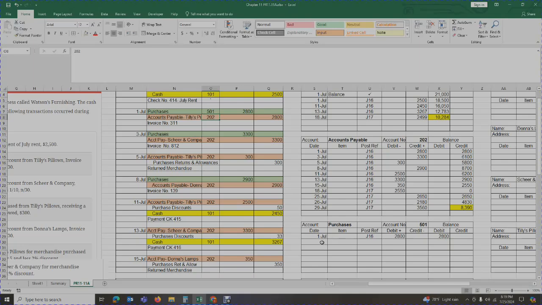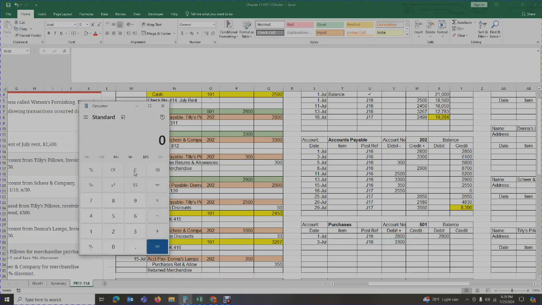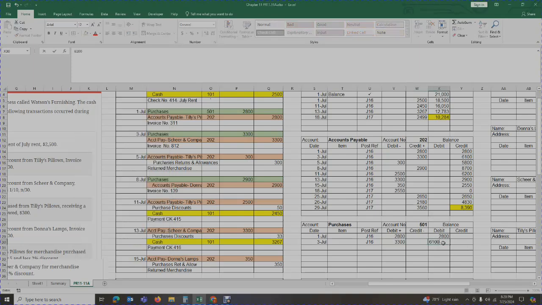Okay. We move on to July the 3rd. We're looking only at purchases. On July the 3rd, we have a purchase of $3,300 debit. So we're going to add those together because debits are added. $2,800 plus $3,300. That'll give me $6,100 debit. Okay. And then I'm going to go back and I'm going to enter account number 501.